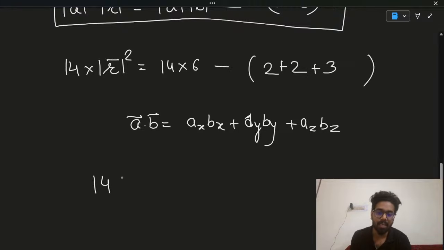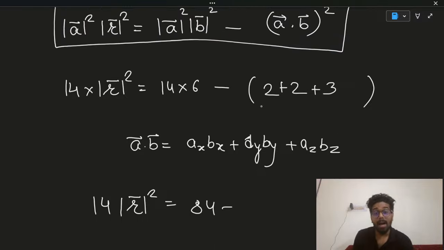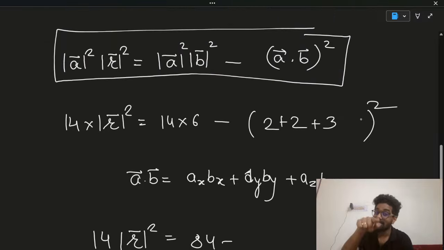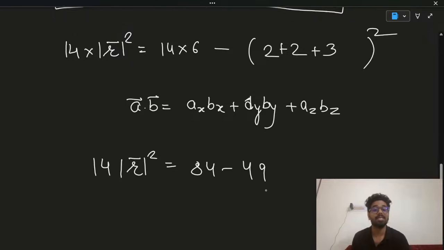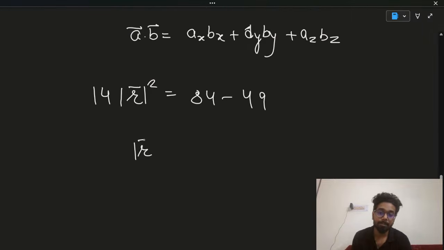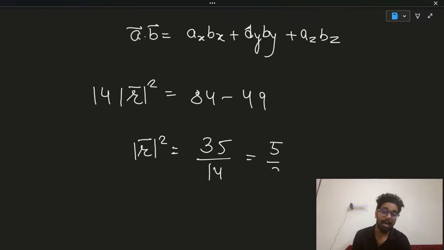We are having 14 into magnitude of R whole squared is equal to 84 minus what we are going to have over here. A simple mistake that we have done. These things we have to keep in mind. So 2 plus 2, 4 plus 3, 7 squared is 49. And guys, this will be 35 by 14, which equals 5 by 2, and the correct answer is root of 5 by 2.